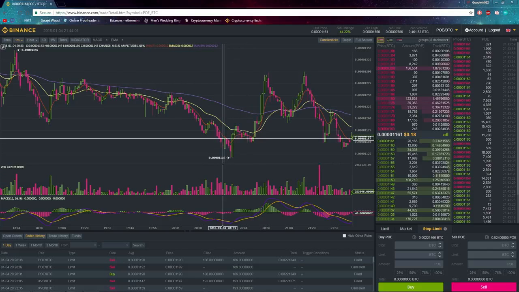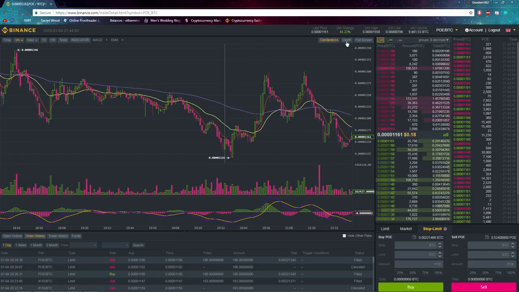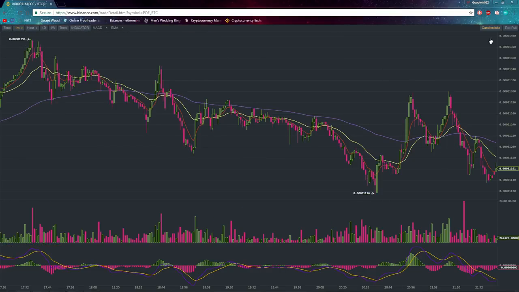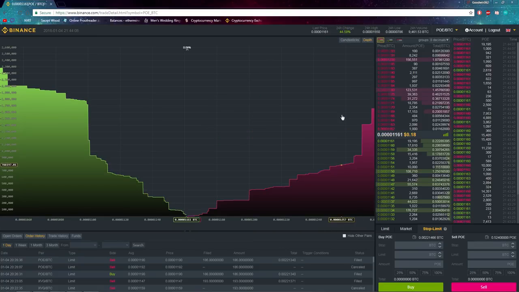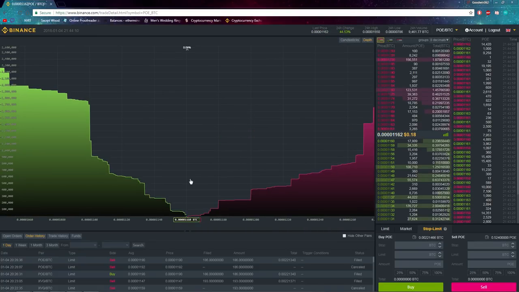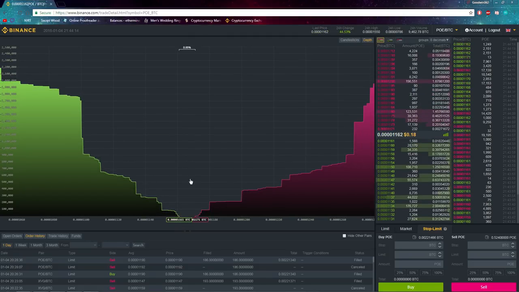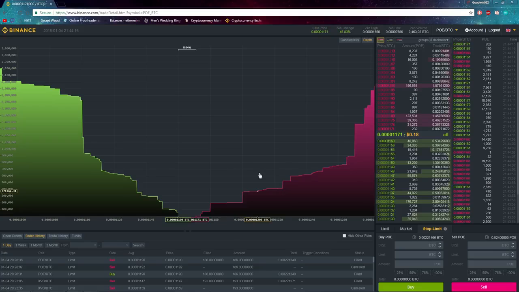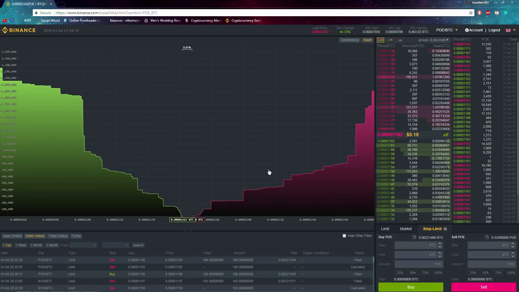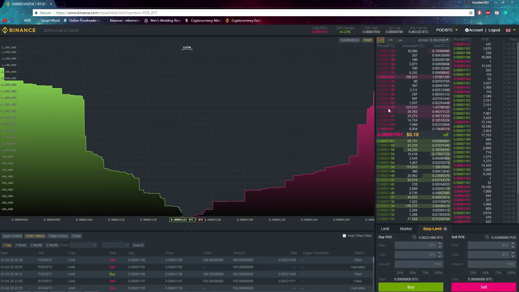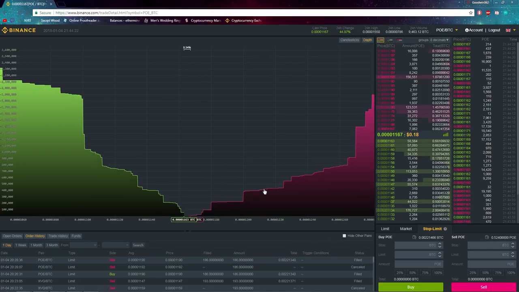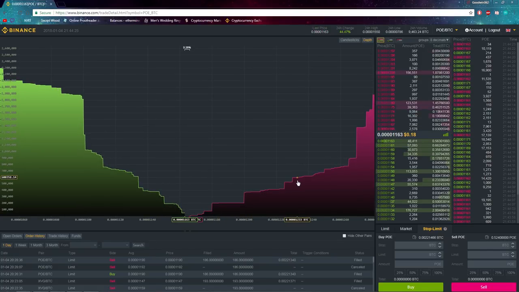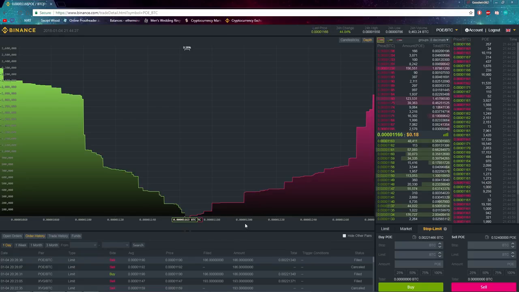And then at the top right here, you have a couple of options. You have full screen, which just takes you to full screen, and you have depth, which is very useful. Depth is really good for evaluating whether or not something is worth the risk to take. So as you can see here, as we go higher in price, which is represented by these sell orders on the right side, there are more and more orders it would take to get to those price points.